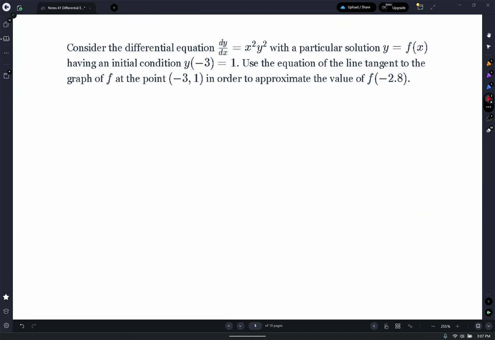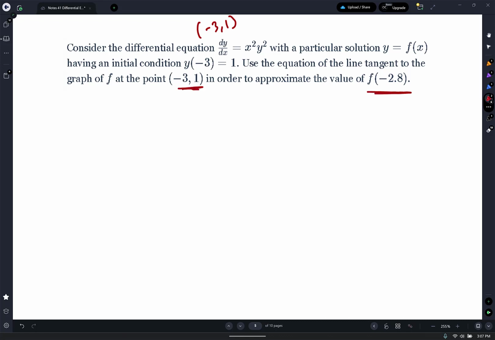These tend to be easy because now you guys know about approximation. So let's see what it says. Consider the differential equation dy/dx equals x squared y squared with a particular solution y equals f of x having an initial condition of negative 3, 1. So I'm going to put negative 3, 1. Use the equation of the line tangent to the graph of f at the point negative 3, 1 in order to approximate the value of f of negative 2.8.